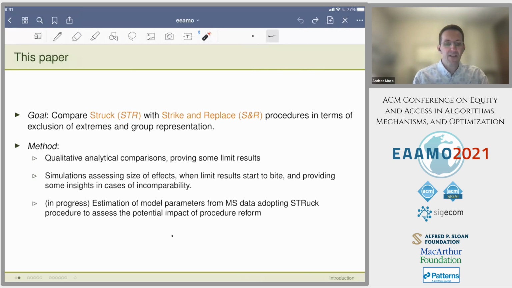We perform a qualitative analytical comparison by proving some limit results in theory. We use simulations to assess the size of the effects and to understand when limit results start to bite. And in work in progress, we are trying to estimate model parameters with data to assess the potential impact of procedural reform.